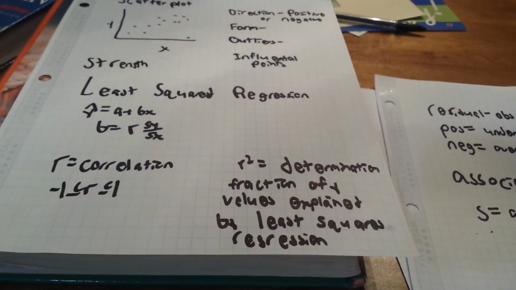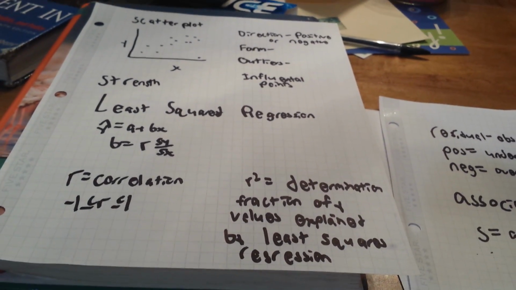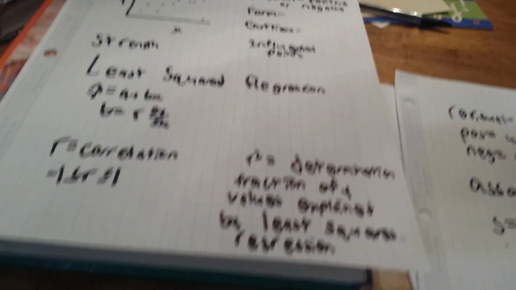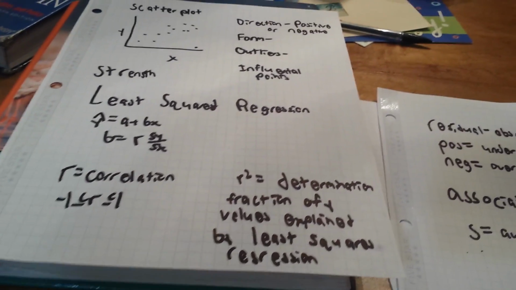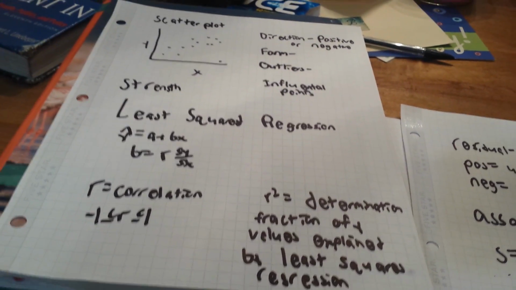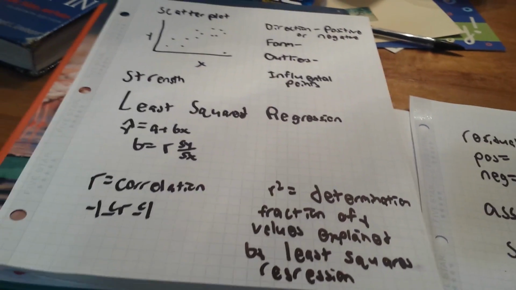r squared is the coefficient of determination. It tells us the fraction of y values explained by the least squares regression. So for example, if r squared equals 0.5, then 50% of the variation in y values would be explained by the least squares regression line.